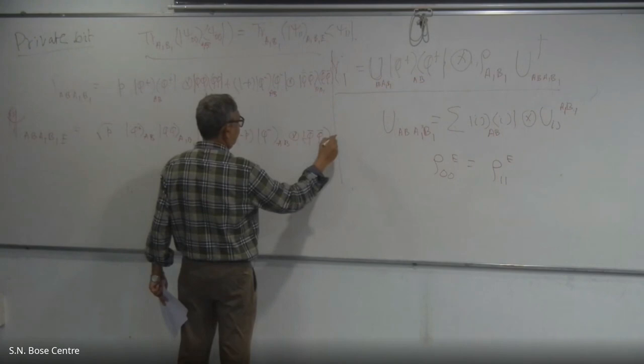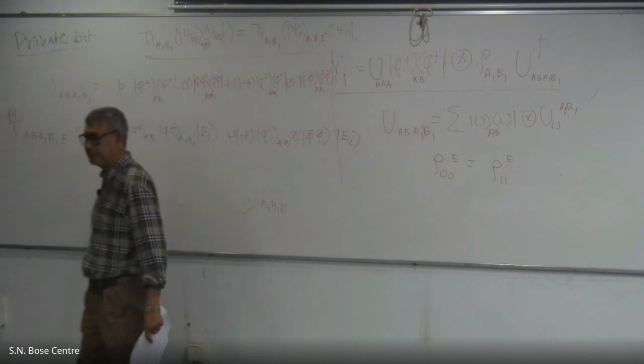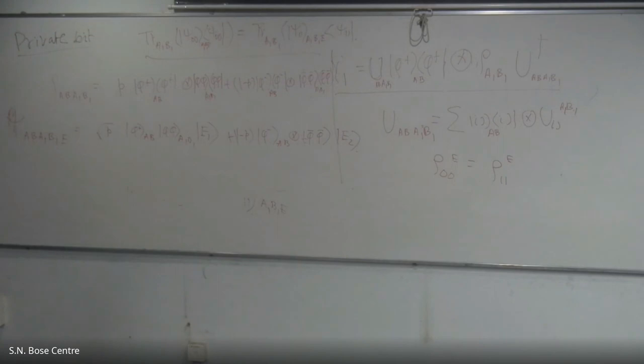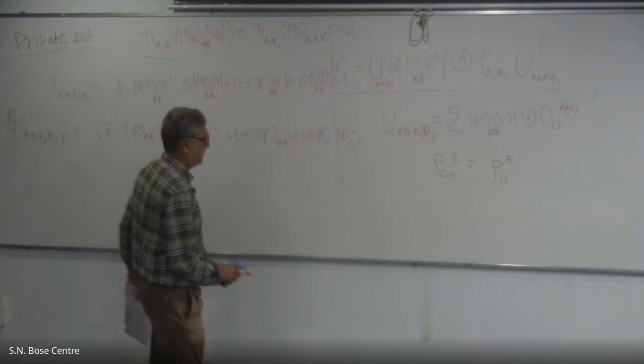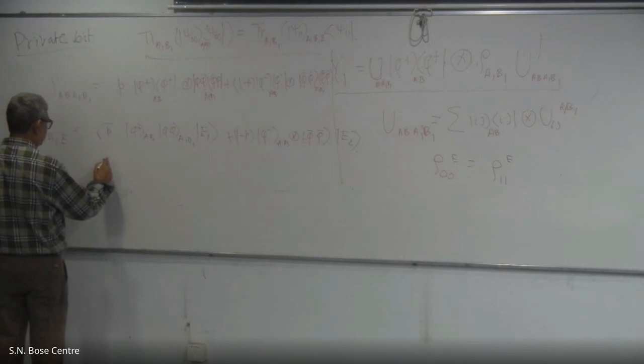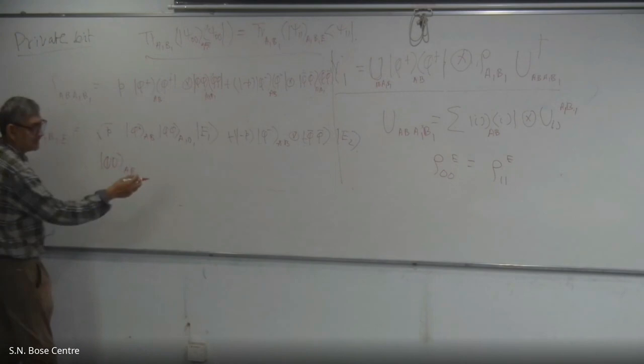Well, E1, E2 are orthogonal. See, if E1, E2 are orthogonal, if you trace out E, you will get back there. Can you calculate that? Can you simply tell me, if I get 0 0 AB, what will be the rest? Very quickly.